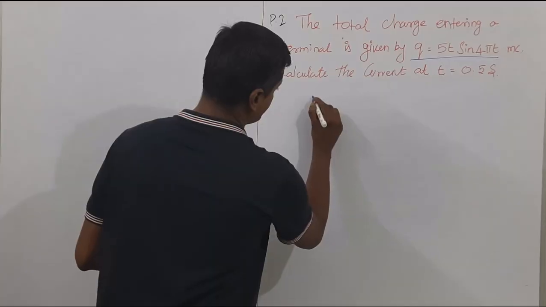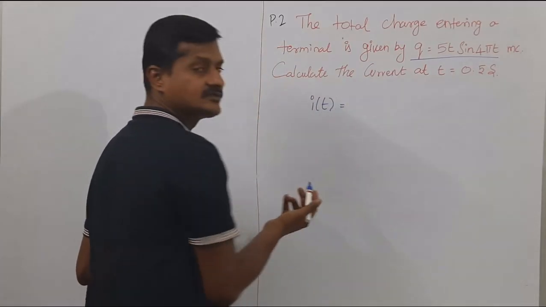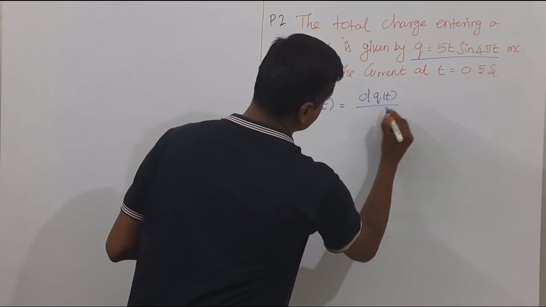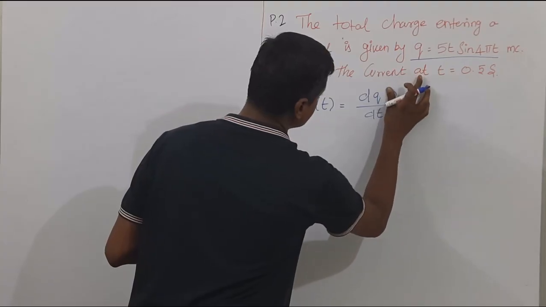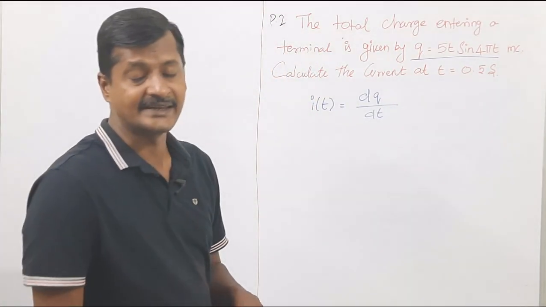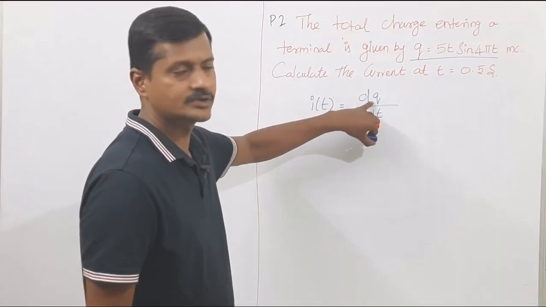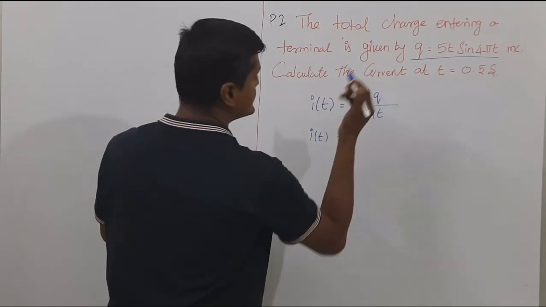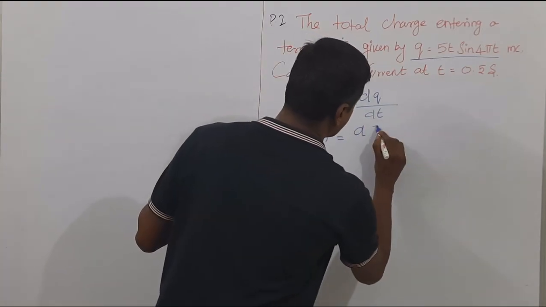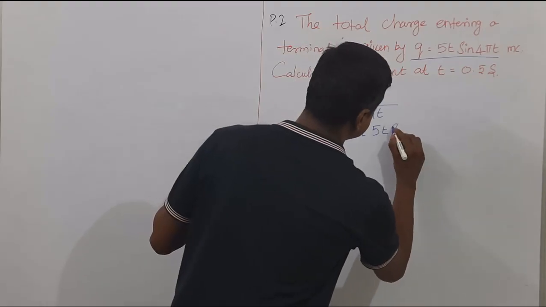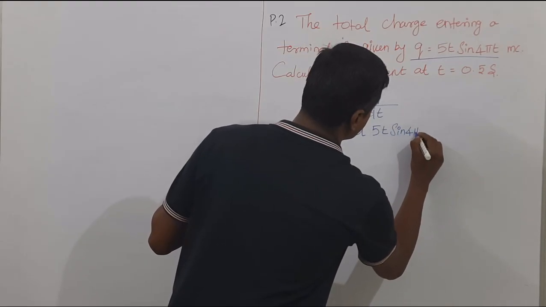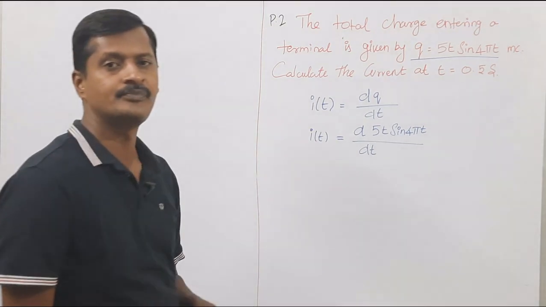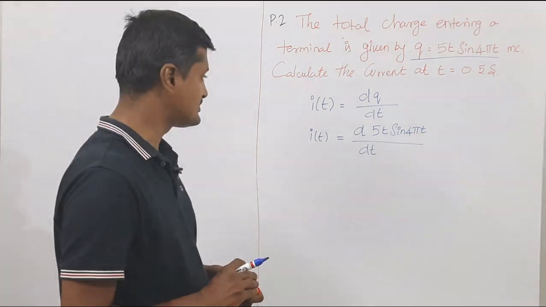So what do we need to find? i of t. The equation for i of t is equal to dq of t divided by dt, or dq by dt. They have given the value of q. So we substitute the value of q: i of t is equal to d by dt of 5t sin 4 pi t.